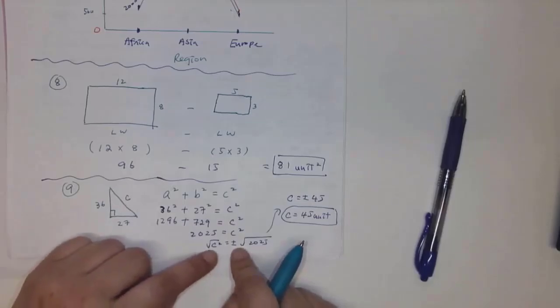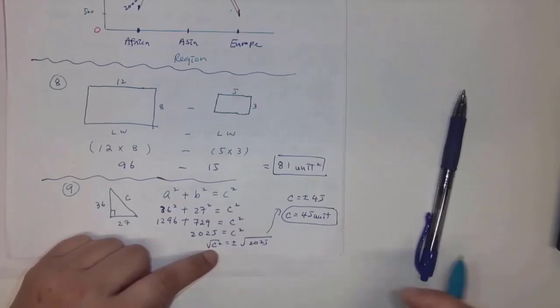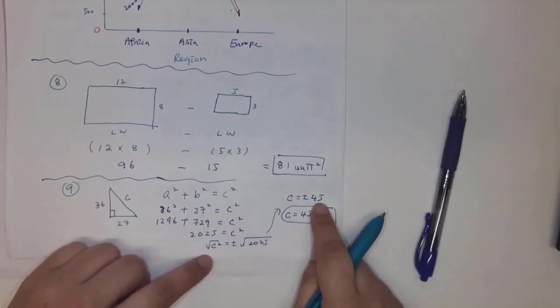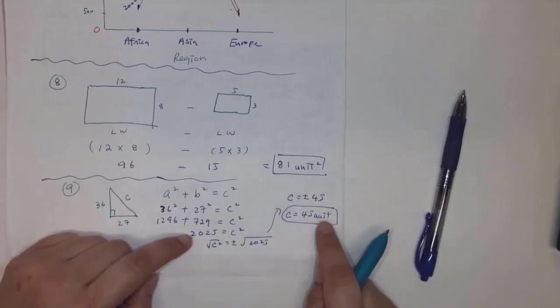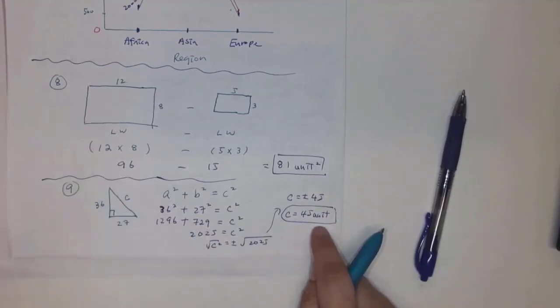Normally when you take the square root of both sides, it comes with plus and minus. That's the appropriate algebra, because negative 45 squared will also equal that. But because we are looking for length, the negative number doesn't apply here.